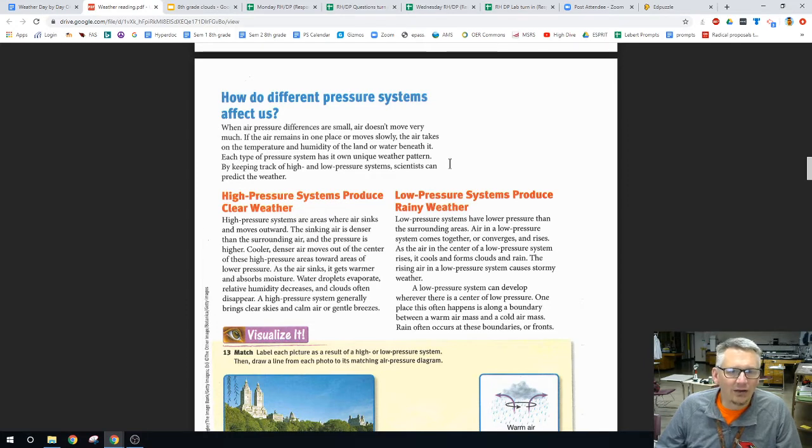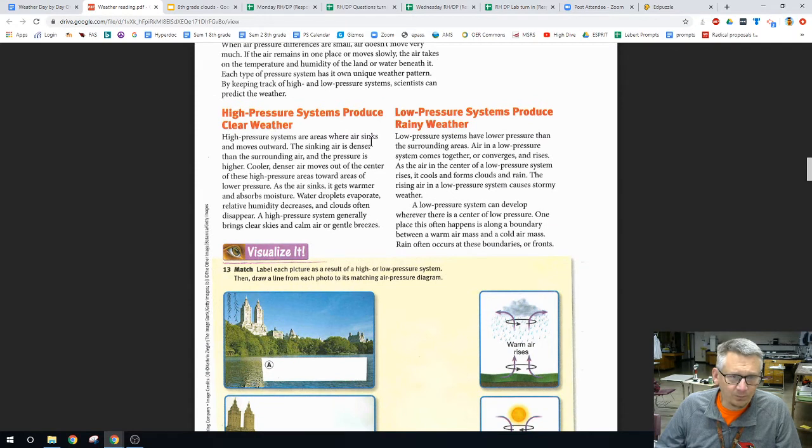By keeping track of high and low pressure systems, scientists can predict the weather. High pressure systems produce clear weather. High pressure systems are areas where air sinks and moves outwards. The sinking air is denser than the surrounding air, and the pressure is higher. Cooler, denser air moves out of the center of the high pressure area towards areas of low pressure.